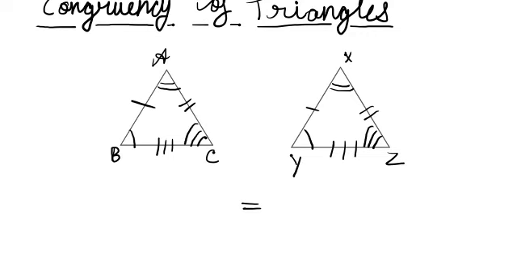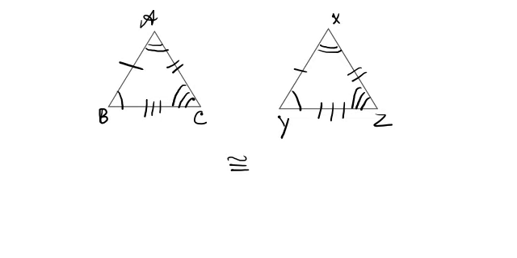I'll tell you how. First of all, we have this triangle A, B and C. We will write down the points of this triangle. First the symbol for triangle, remember this is the symbol for triangle, and then ABC is congruent to triangle XYZ. Remember, a proper order is very important when we are proving the congruency of triangles.